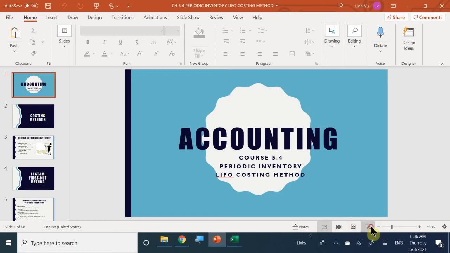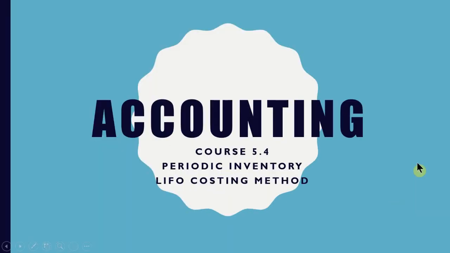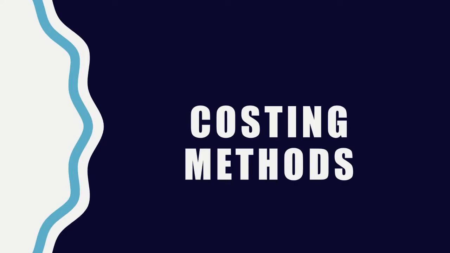All right, so coming back to chapter 5. Yesterday we took a look at how to do periodic inventory with the FIFO costing method. Today we're going to be learning LIFO, which is similar in concept, except the way we calculate our inventory is slightly different.